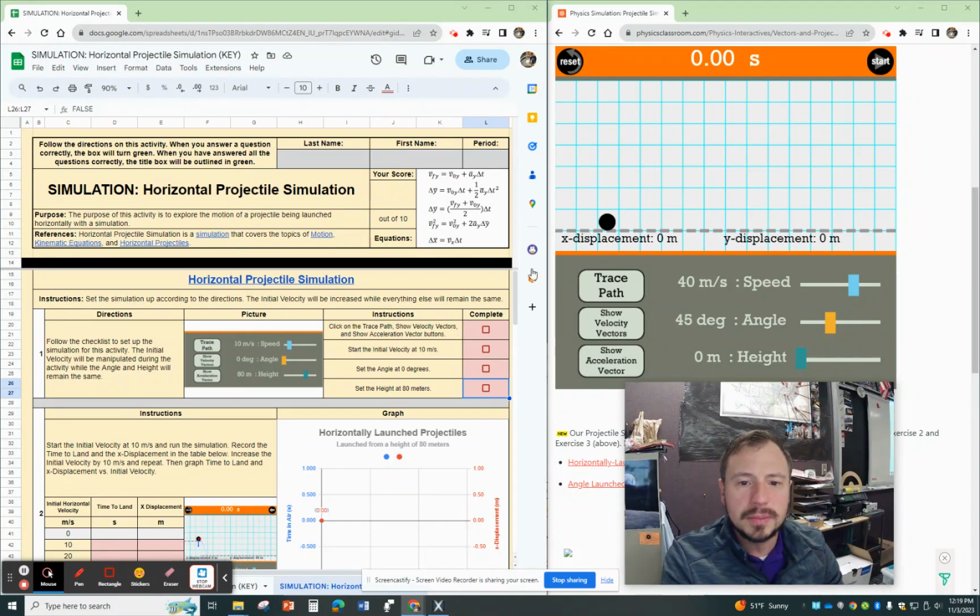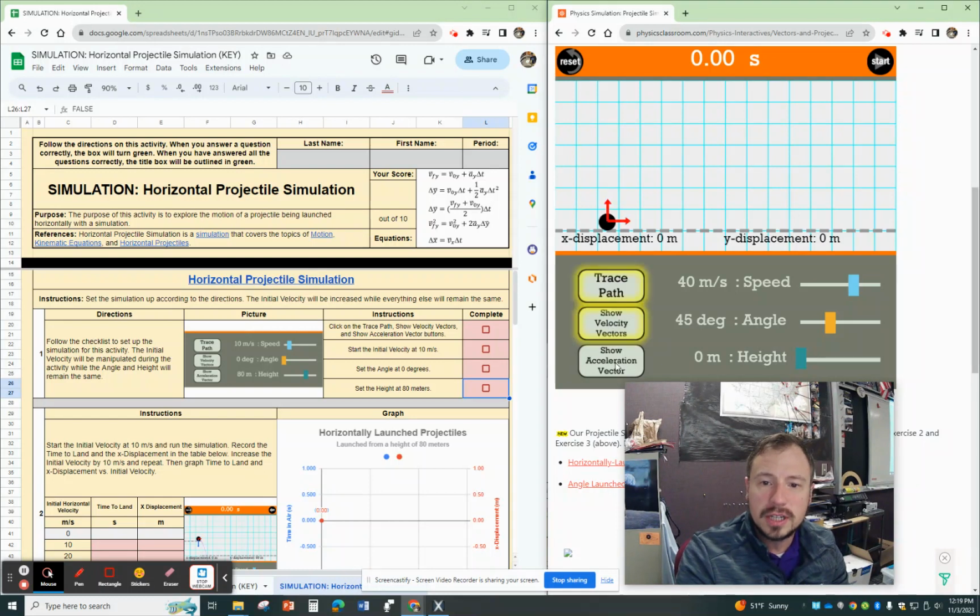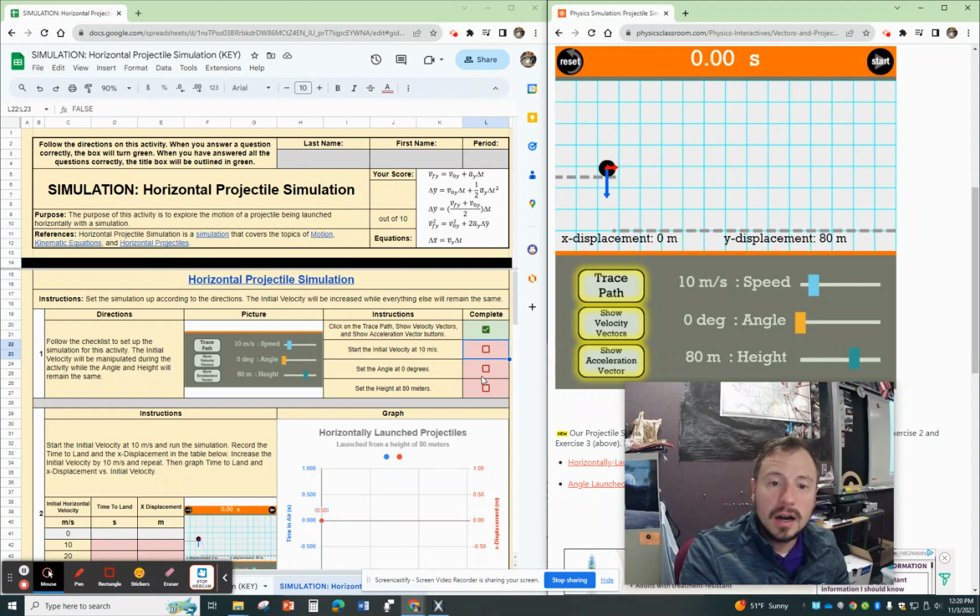So once you pull up the simulation from Physics Classroom, just follow the steps. I want to show trace path, show velocity vectors, show acceleration vectors. The initial velocity is going to be 10 meters per second. The angle is going to be 0, right? So this is basically like a ball rolling off a table. And the height is going to be 80, that's what we're setting it. And 80, perfect, so I'll check these just to show that I've done it.